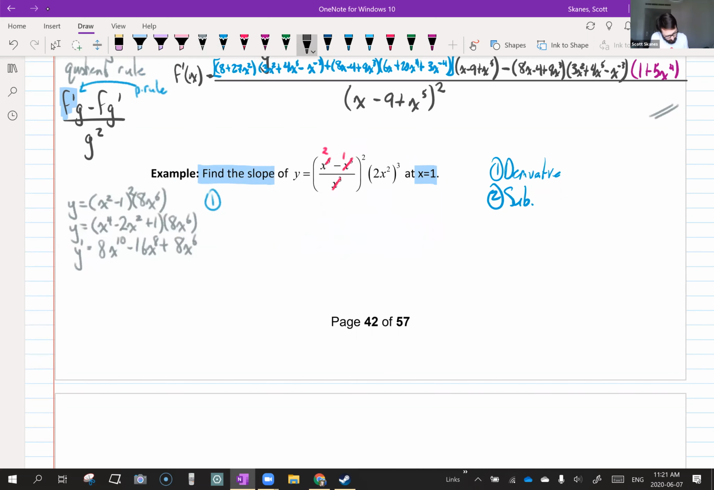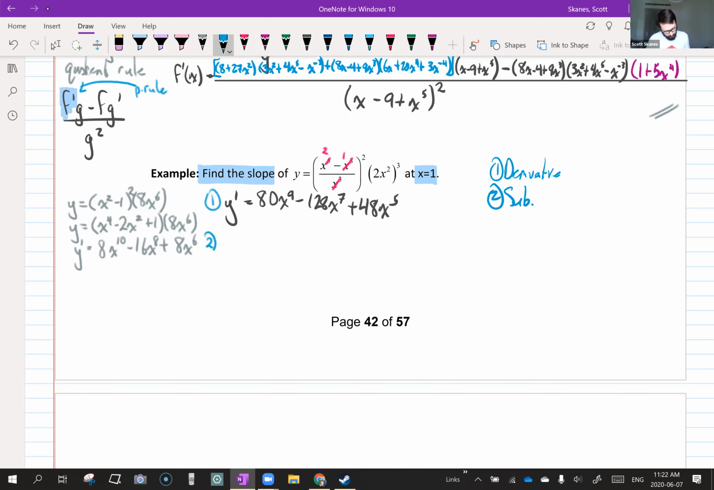So first things first, get the derivative. I want to get the derivative of this piece, which is just 80x to the power of 9 minus 128x to the power of 7 plus 48x to the power of 5. That's my derivative. I don't need to do anything else.